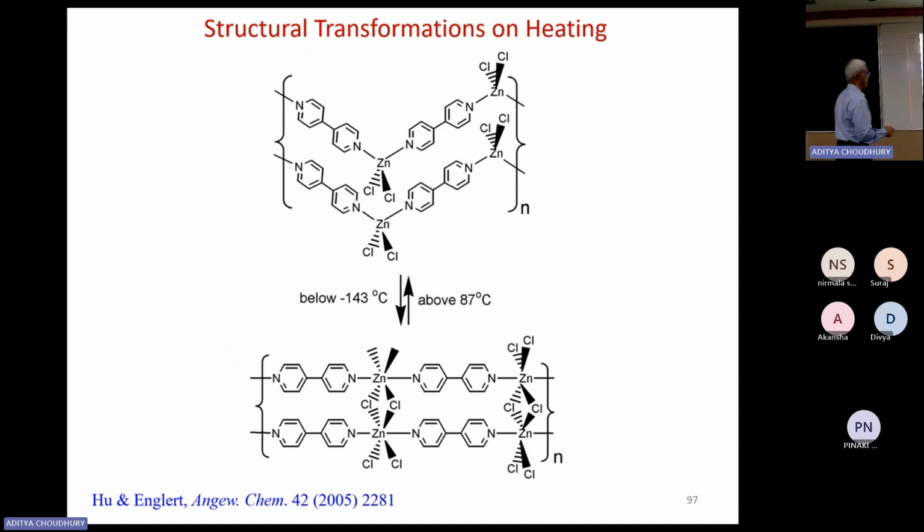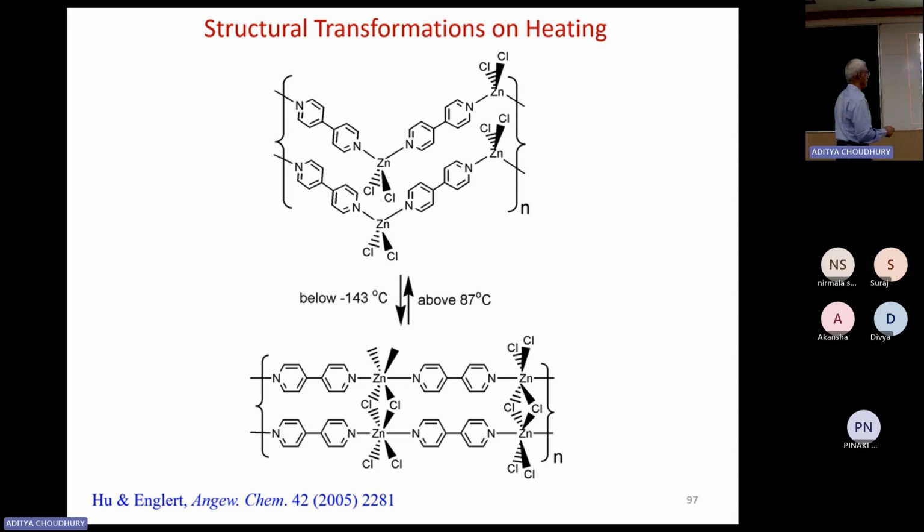Anyway, how can structural transformation occur just by heating? It's a coordination polymer, one example. This one is a zigzag type of one-dimensional coordination polymer with zinc chloride and bipyridine. Very simple system. It forms a zigzag type of structure. If you take a look at this packing, you see the chloride from the adjacent strand is closer to zinc.